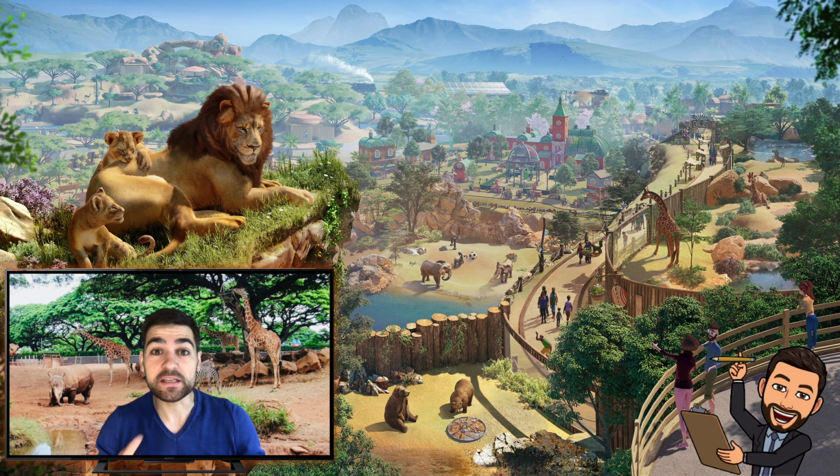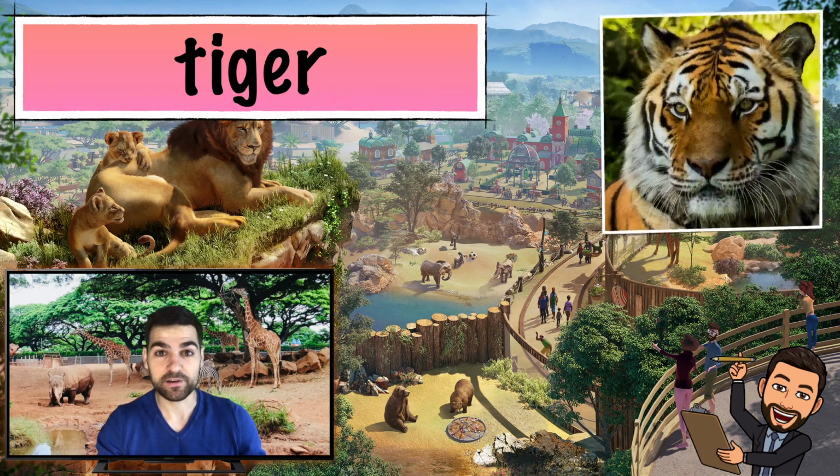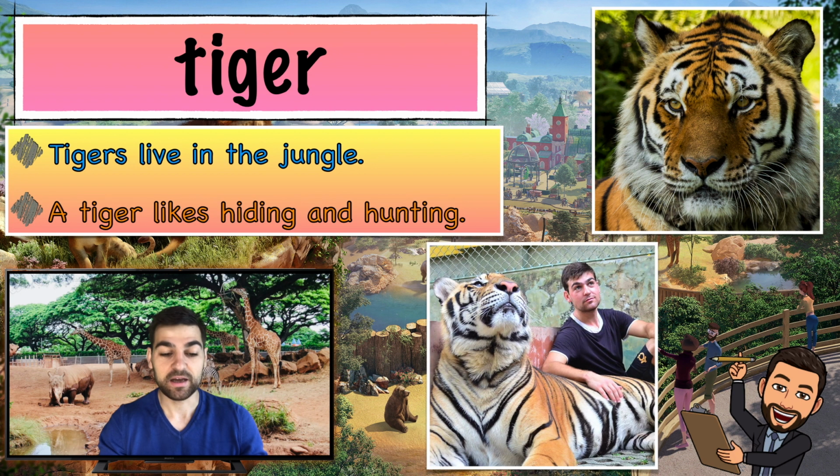Now this animal is my favorite animal, and this animal is the tiger. So as usual, we have two sentences about the tigers. The first sentence is that tigers live in the jungle, so they need a lot of trees because they like hiding. And that's our second sentence. A tiger likes hiding and hunting. And yes, that's me in the picture with a real tiger. And I took that picture in Thailand.